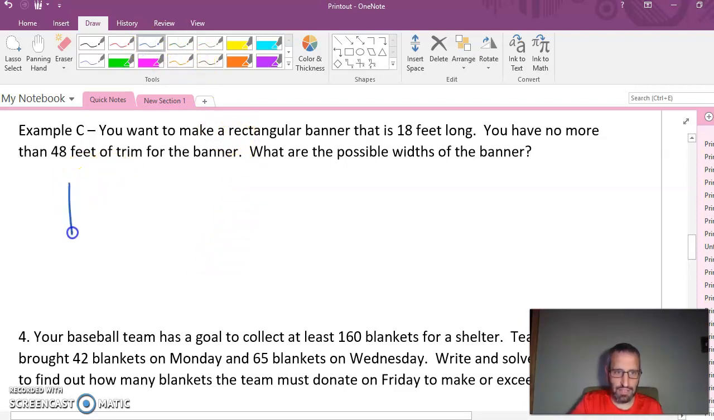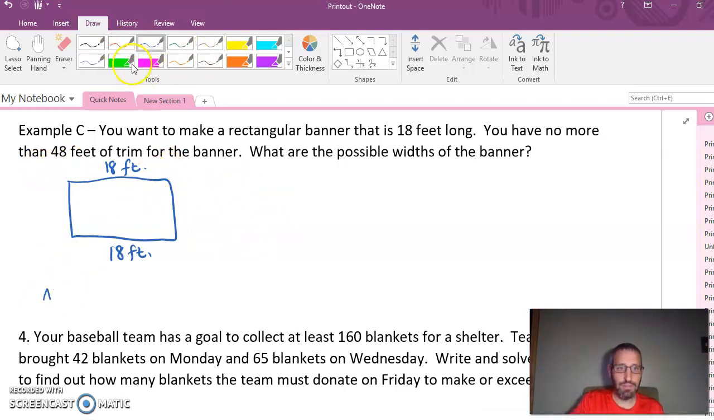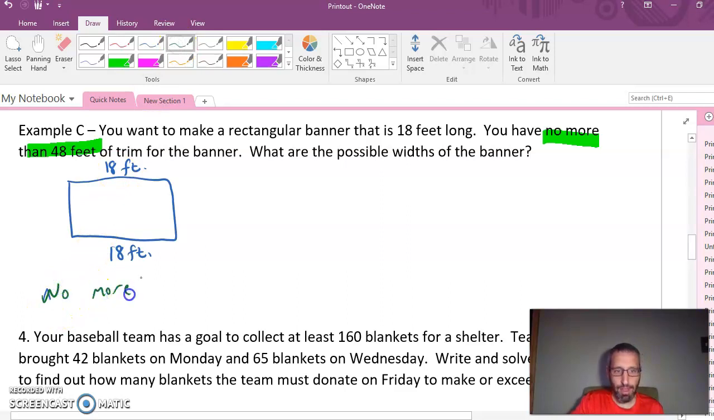So, I see a rectangular banner. It looks like this, right? So draw a picture. And I want a rectangular banner that is 18 feet long. So 18 feet right here. And if this side is 18 feet, that means the opposite side is also 18 feet, right? We have no more than 48 feet of trim.